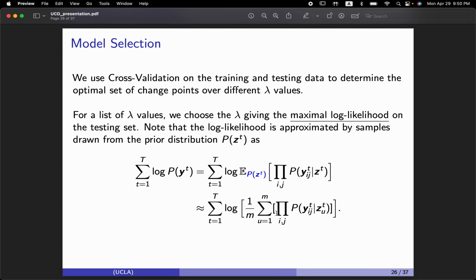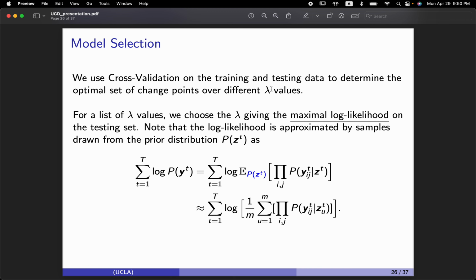Okay, and next I want to talk about the model selection. So essentially, we have a tuning parameter lambda in our optimization objective function. So we also need to select the model, and we're going to do it with cross-validation to choose the optimal set of change points over different lambda values.